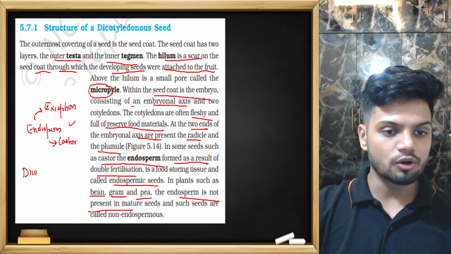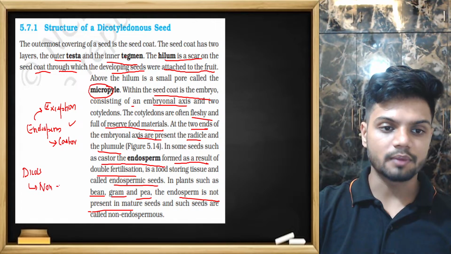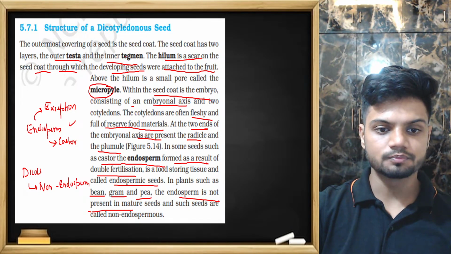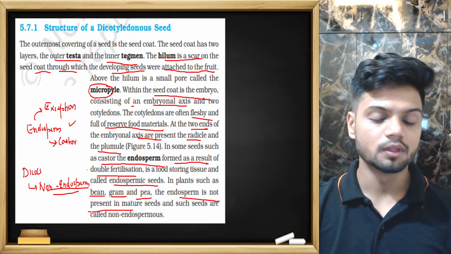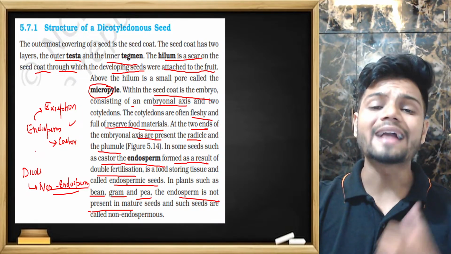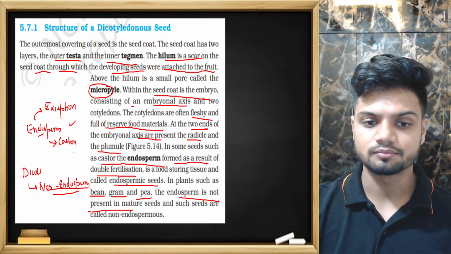Usually the dicots are what? They are non-endospermic. Clear all of you? The difference should be clear to all of you. So usually dicots are non-endospermic, or exalbuminous seeds, but the exception is castor here. Okay.